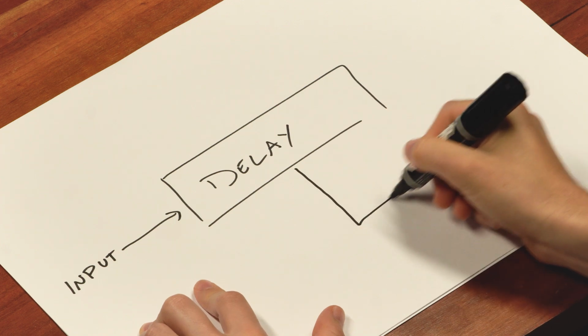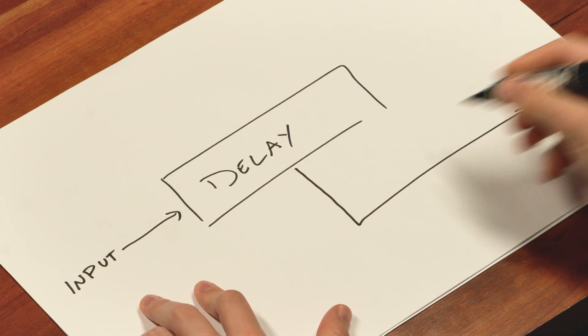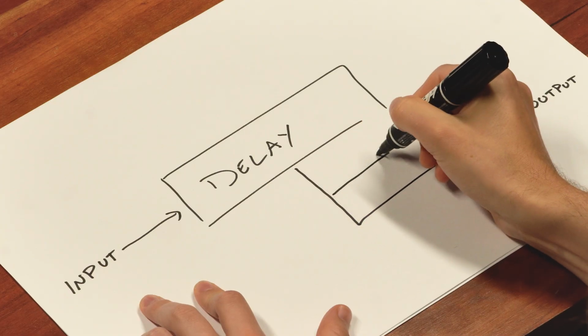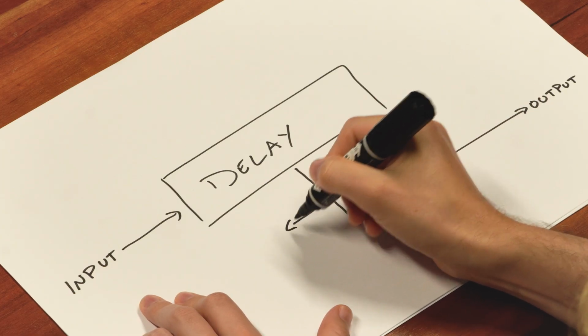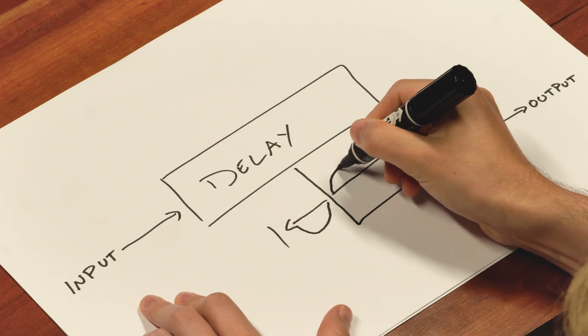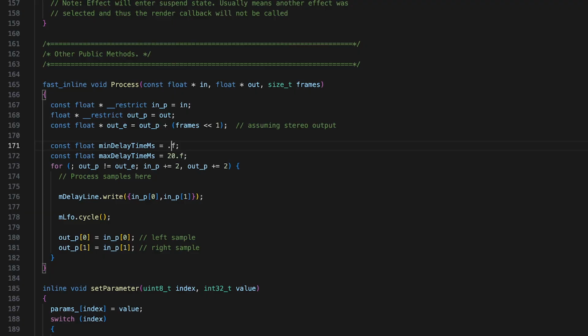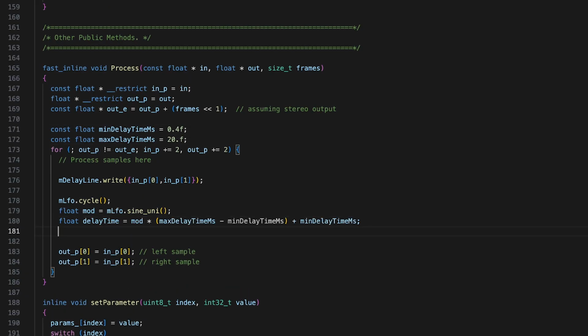The basic idea for this effect is we're going to speed up and slow down the sound to change the pitch. To do that, we can write it into a delay line, then read out of that delay line at a varying speed. We can accomplish that with the delay line and LFO classes that are included with the logue SDK. Let's set our minimum and maximum delay times, then use the output of the LFO to calculate our current delay time. This is what will create the pitch changing effect.